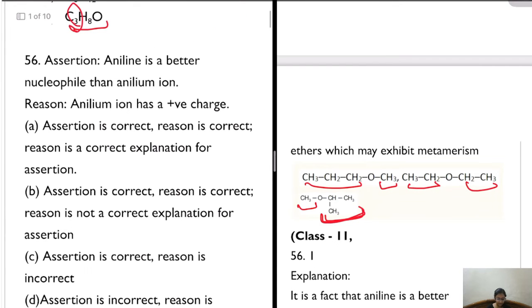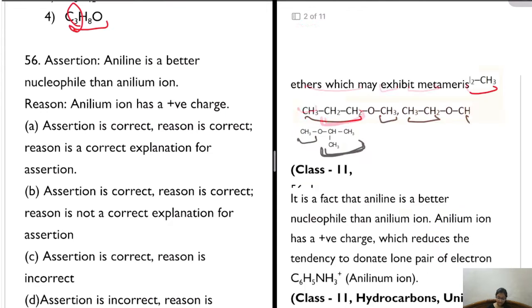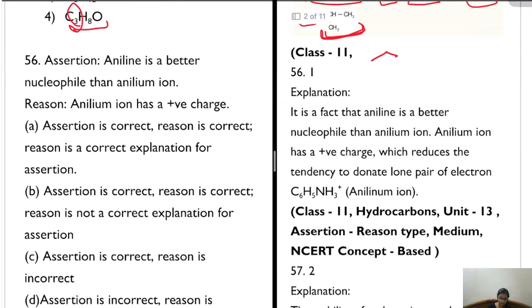Assertion is given that aniline is a better nucleophile than anilinium ion, and reason is anilinium ion has a positive charge. See, assertion and the reason both are true. Why? Because what is the structure of aniline? Okay, and for anilinium ion we have this.